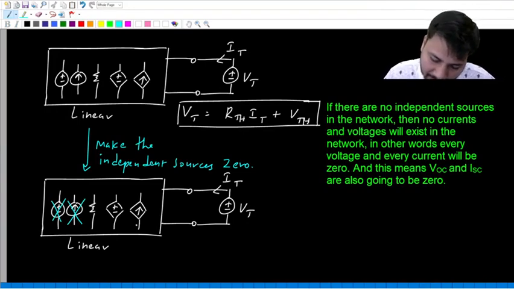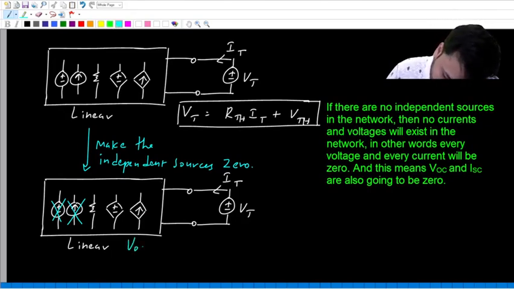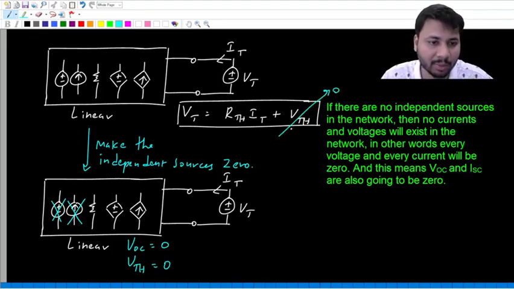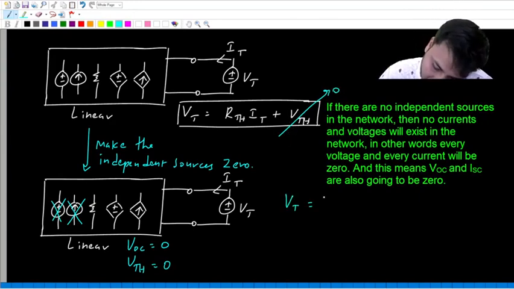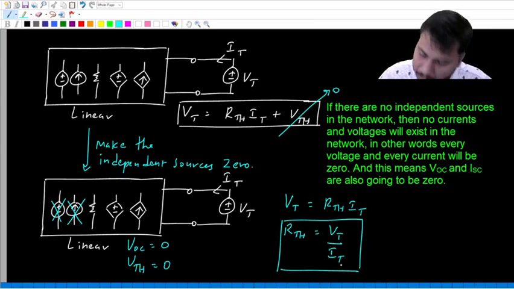So when you make the independent sources 0, what is VOC? 0. So what is Vth? It is 0. Then what is the relation between Vt and It? When Vth becomes 0, this term becomes 0, and the relation becomes Vt equal to Rth times It. So Rth is Vt by It.